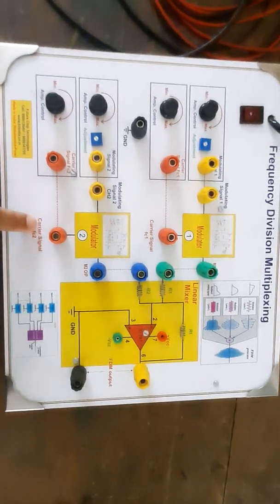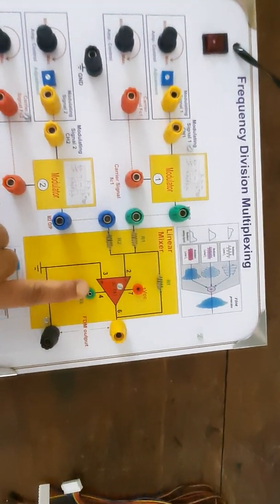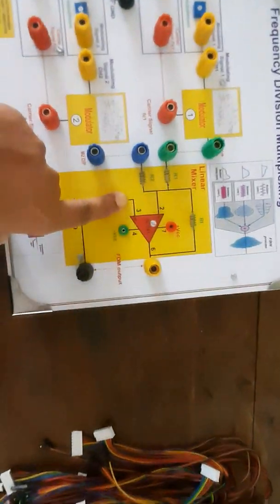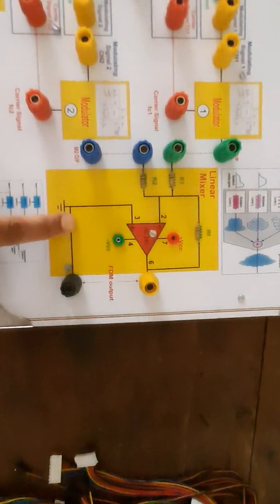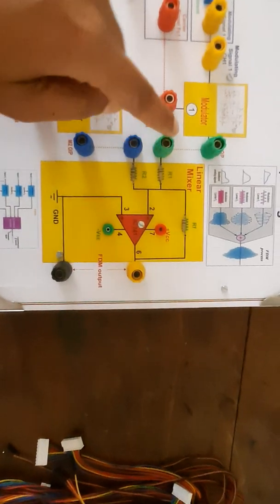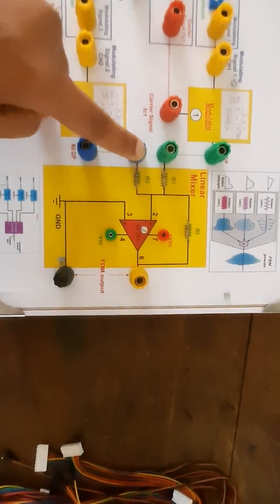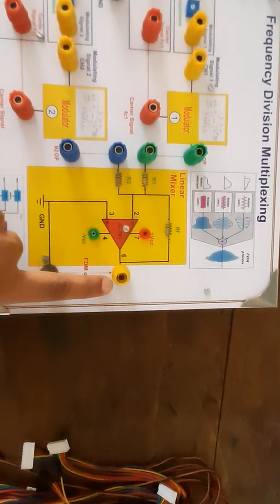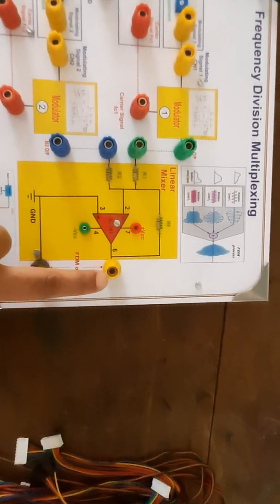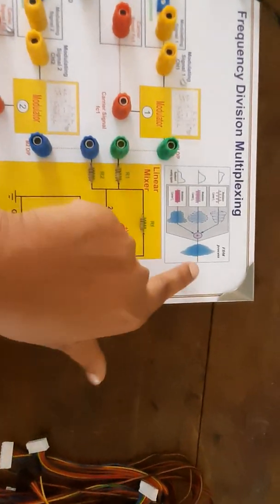Now, what is this circuit? It is an adder circuit. It is simply a linear mixer, meaning an operational amplifier as an adder. With the help of R1 and R2, we are applying two signals here. Here is one modulated signal and here is another modulated signal. That means two frequencies are added here, and we are getting the final output here, the adder output of the two added frequencies, as a modulated signal.